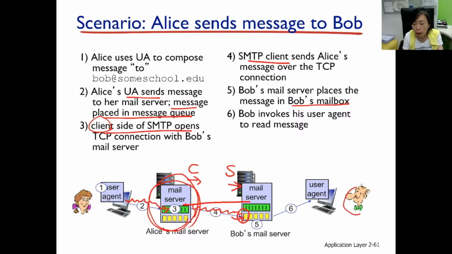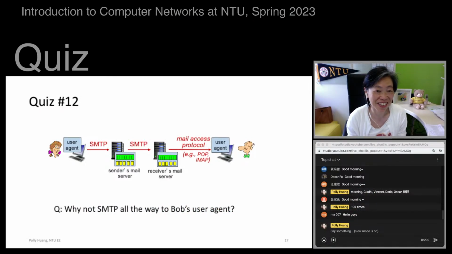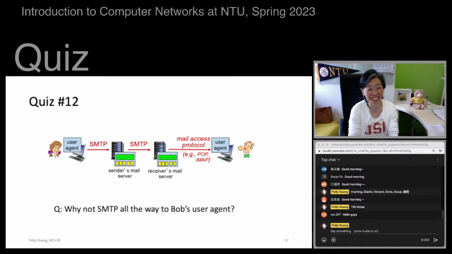Lastly, when Bob joins the internet and invokes his user agent, the agent, already pre-configured to connect to the incoming mail server, will then fetch the mail messages, and that's when Bob gets to read the email.